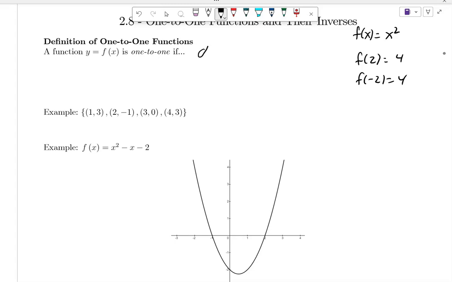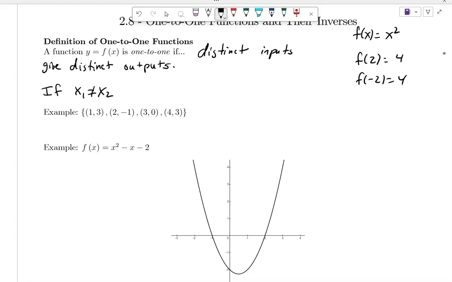So writing it in words, we would say distinct inputs give distinct outputs. Writing it in symbols, we would write if x1 is not equal to x2, then f of x1 is not equal to f of x2. Not equal to is the same thing as distinct, right?